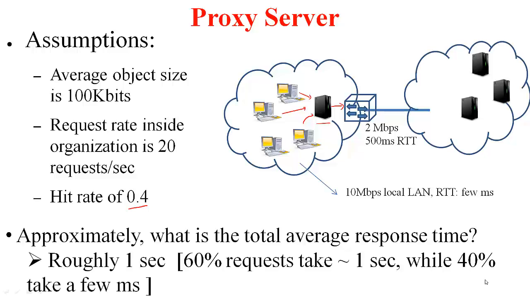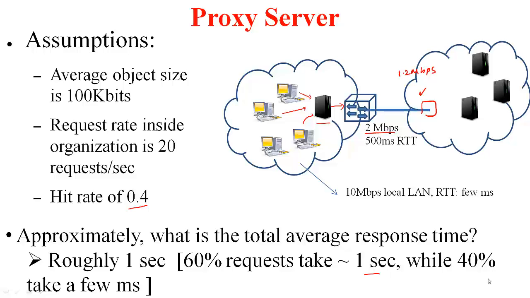Now, what do you think the average response time is going to be? Well, around 1 second, because your load now at this particular router is going to be 1.2 Mbps, which is lesser than the 2 Mbps, so you will not see much congestion. So 60% of the requests that go via this link are going to take around 1 second, while 40%, since you're serving locally, will just take a few milliseconds. When you average it out, it takes under 1 second. By the way, all these are back of the envelope calculations. You don't have to obsess whether it is 0.9 seconds, 0.7 seconds, and so on. The main point is that the use of a proxy has reduced your response time without having to go for a costly upgrade.